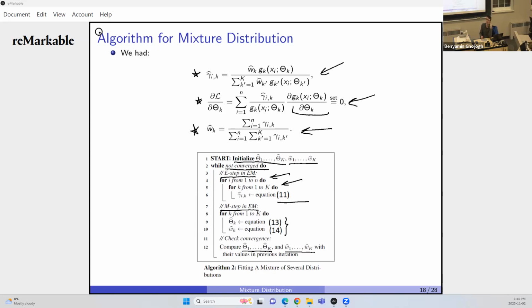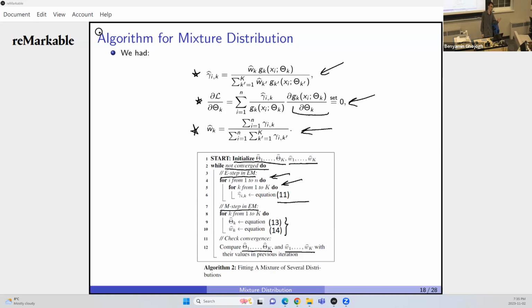Compare them to their previous values, the values in the previous iteration. Have they changed a lot or a small change? If the change is too small, it's converged. If not, do it again: E step, M step, E step, M step, until you converge. Okay. Then when you have thetas and w, it's over.